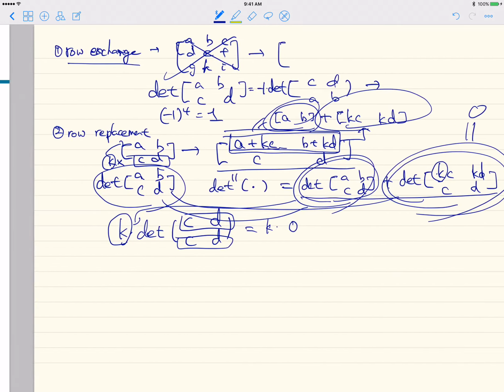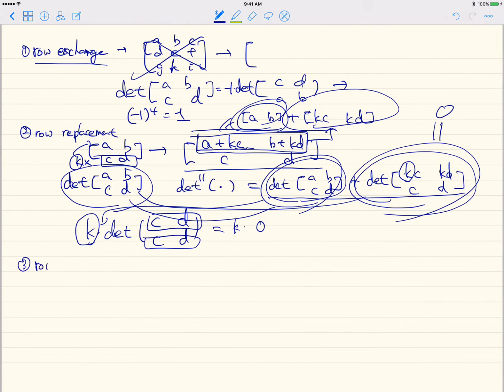Okay. And then lastly, we have row scaling. If you remember how we performed the LU decomposition, we completely excluded this row scaling. We didn't do any row scaling, and we only performed row exchange and row replacement to obtain just the echelon form, not the reduced echelon form, because the reduced echelon form requires scaling of a particular row.